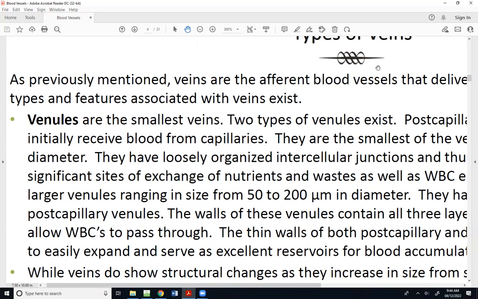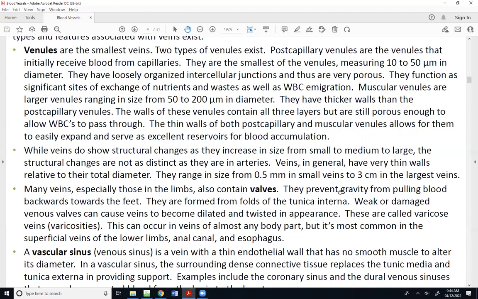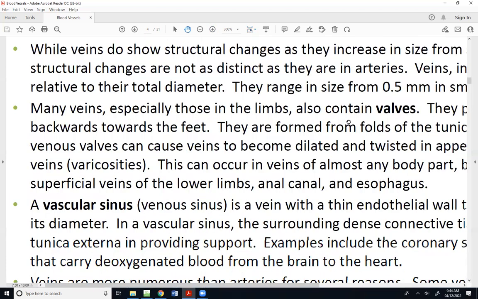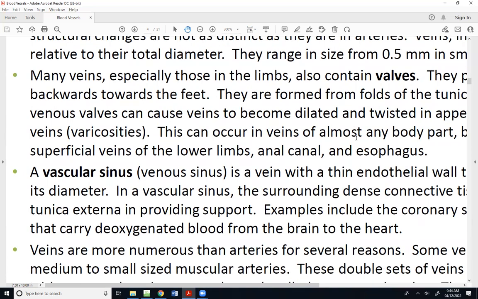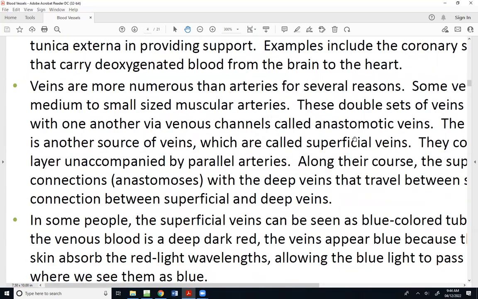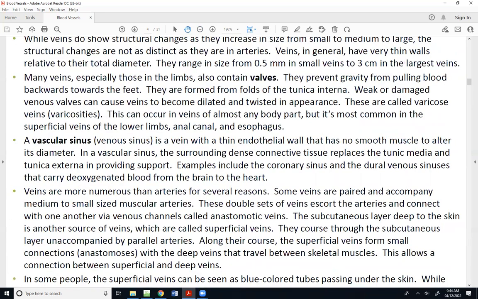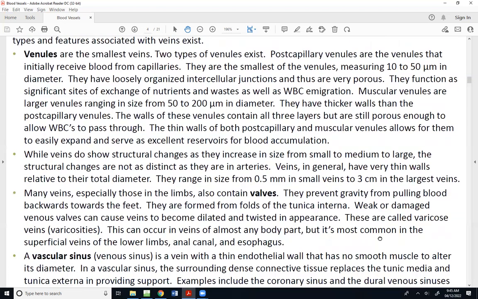All right, and then our last major category of blood vessels are the veins. We'll start by talking about the smallest, and then work from there. As previously mentioned, veins are the afferent vessels that deliver blood back to the heart. Several types and features associated with veins exist.